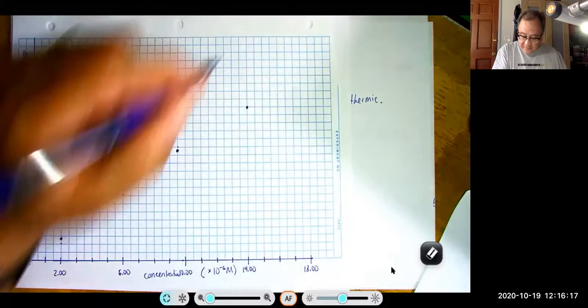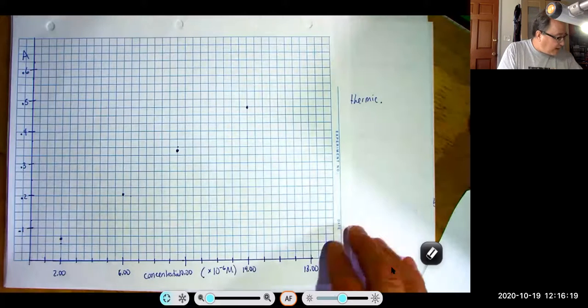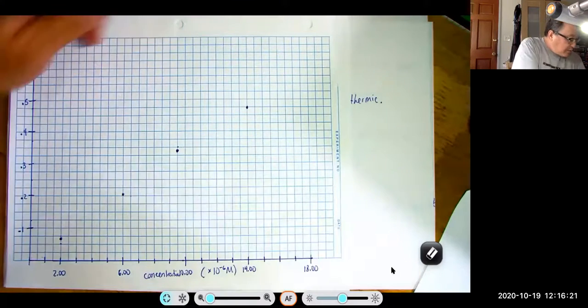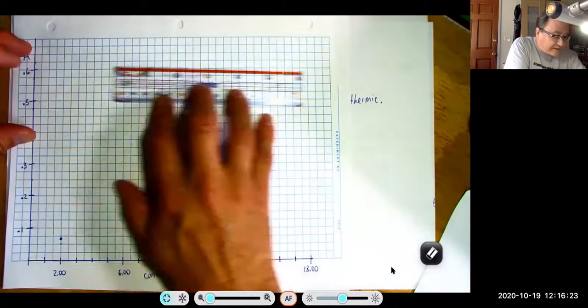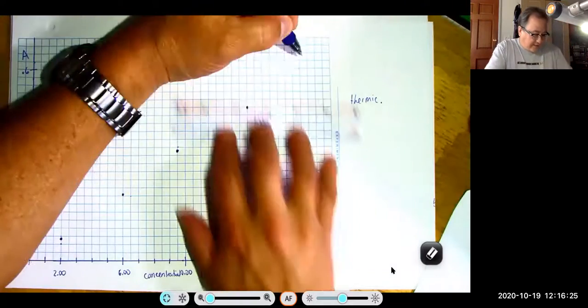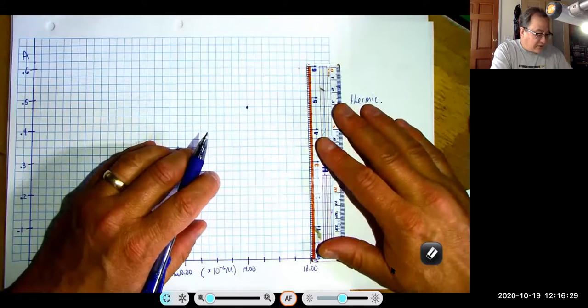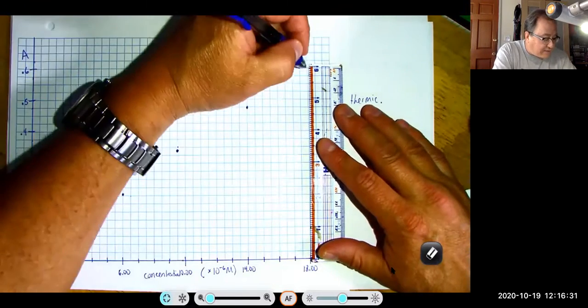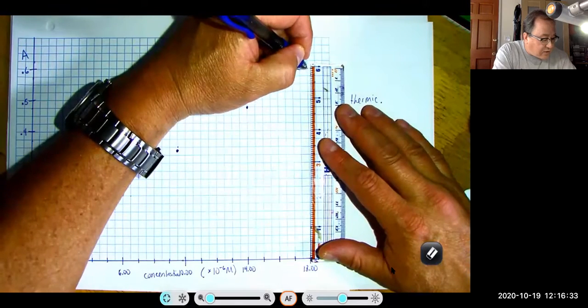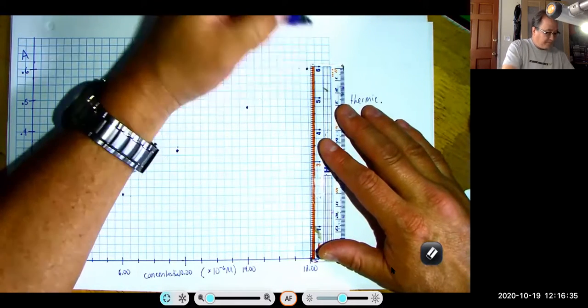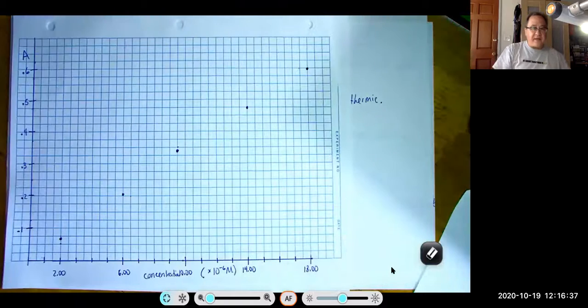And my last number is 18 and 0.598. So 0.598 puts it almost at 6, somewhere around here. And then let's see where 18 is. 18 is here. So you can see that I'm a little off here. I need to go 1 square over again. So there's my data plotted.